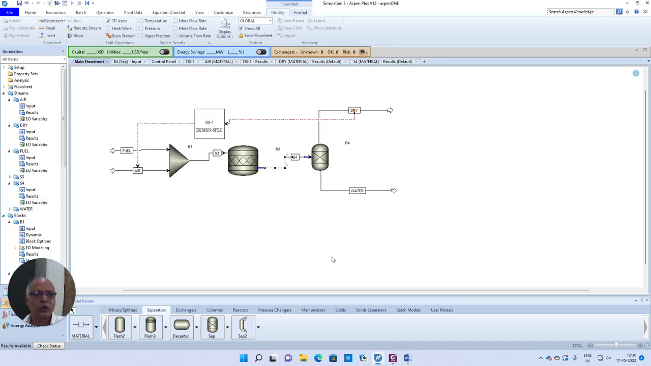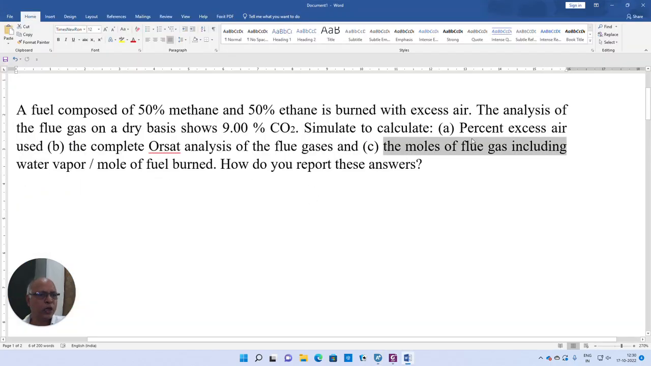What about the next problem? How are we going to calculate the percent excess air? You know the percent excess air is equal to the actual amount of air used minus the theoretical air required, divided by the theoretical air. So we need to calculate the theoretical air.